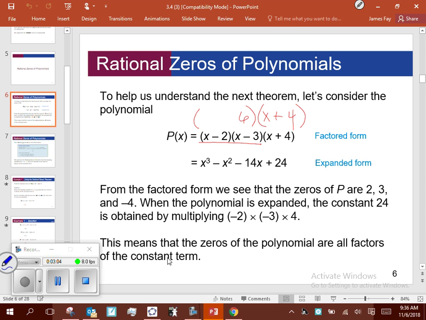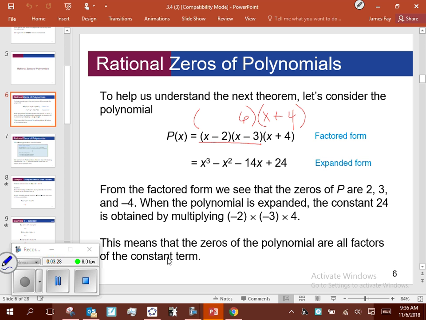Okay? So if that's the way it works when I go from factored form to expanded form, when I reverse the rules, when I go from expanded form trying to get to factored form, hopefully that shows you that the only things that could go in the x minus 2, the x minus 3, and x plus 4 binomials are the factors of that 24. Does that make sense? Because that's what 2, 3, and 4 are.